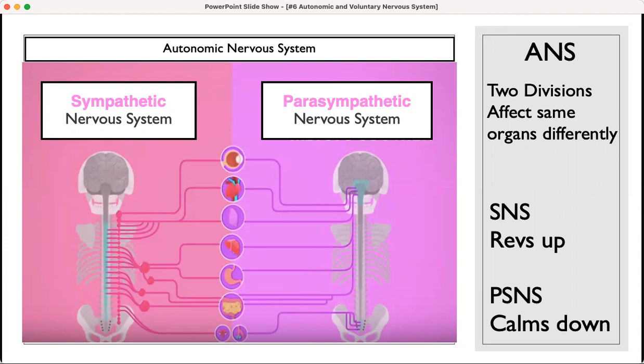So these are two separate divisions. They're acting on the same organs, they're acting on them differently, but basically what we want is a balance between the two. So we don't want to always be in fight or flight mode. Otherwise, we're not in that rest and digest and growing mode.